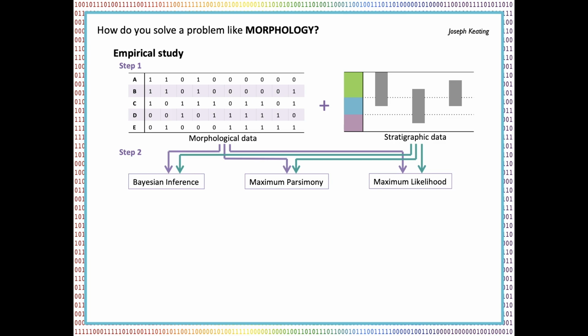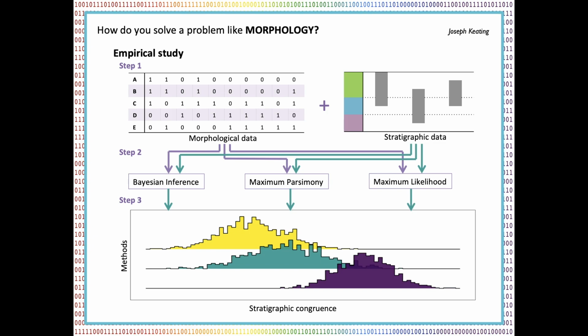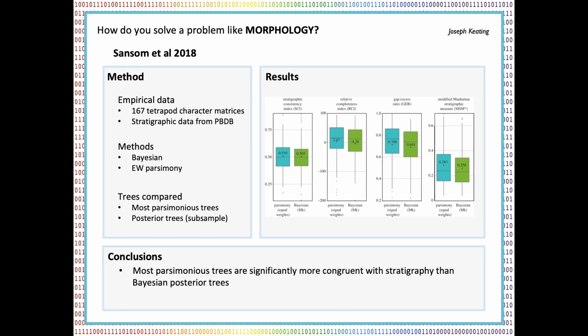Individual empirical datasets may be subject to biases or errors. Consequently, we should repeat the analysis using many independent empirical datasets. We then compare the distribution of congruence scores for each phylogenetic method. This approach is known as a meta-analysis. This is exactly what Rob Sansom, myself, and colleagues at the University of Manchester did a couple of years ago.